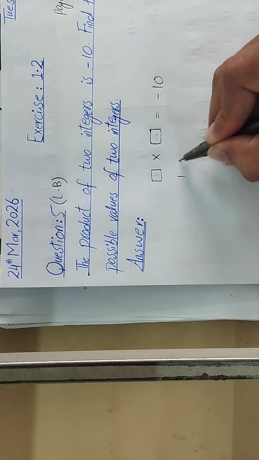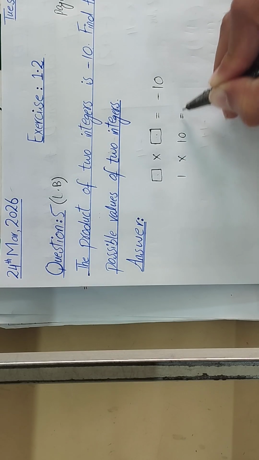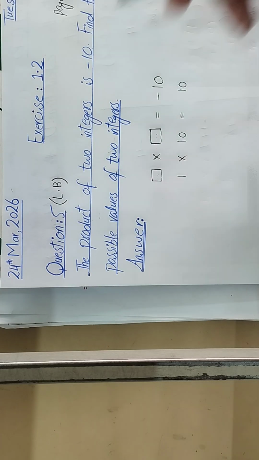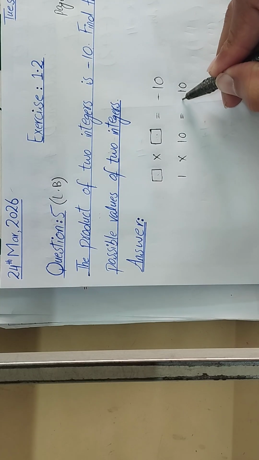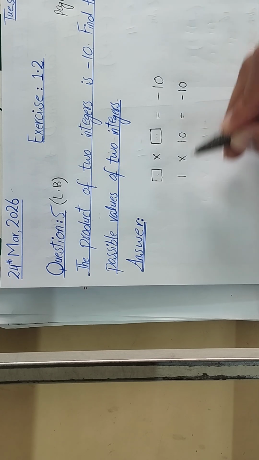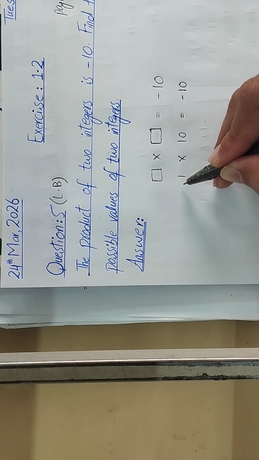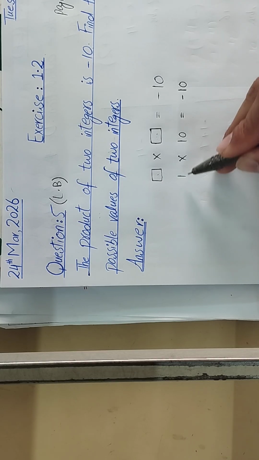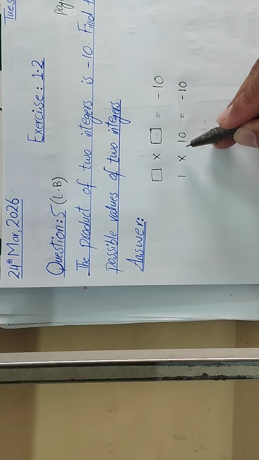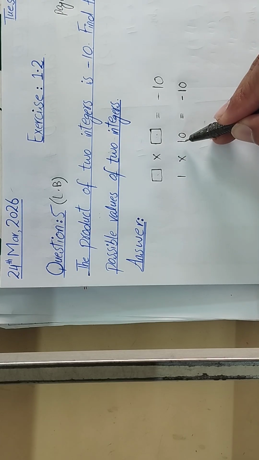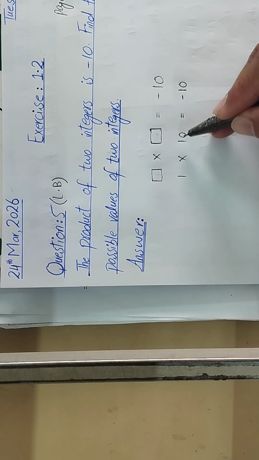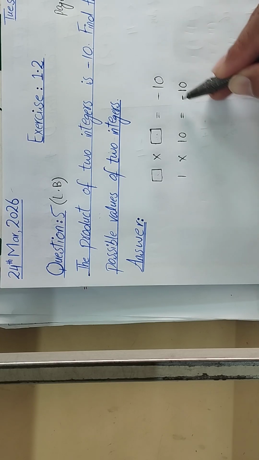It's 1 multiply 10 is 10. 1 tens are 10. Now, according to the statement, the answer must be negative. So I can write a minus sign here. To get minus 10, one of these numbers should be positive and the other number should be negative. Because if we take both the numbers as positive integers, the answer must be a positive integer. You all know that a positive number multiplied by a positive number gives a positive number.